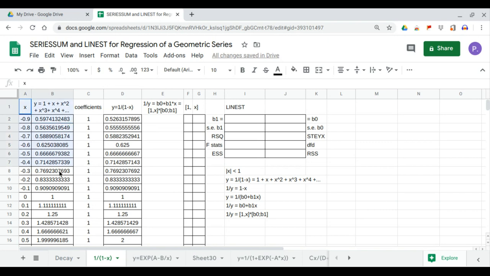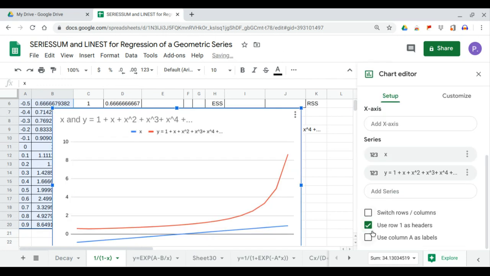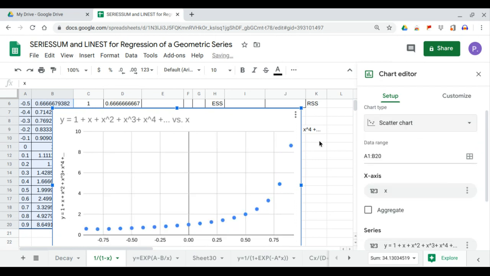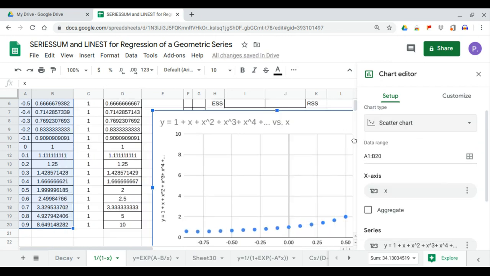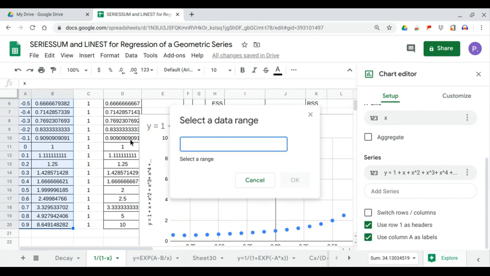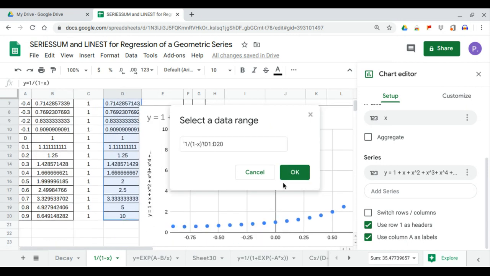And we generate the chart. Insert chart, scatter chart. So that's the expansion. We also add the geometric series itself. So this is now the geometric series.